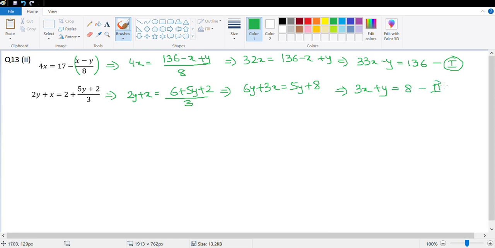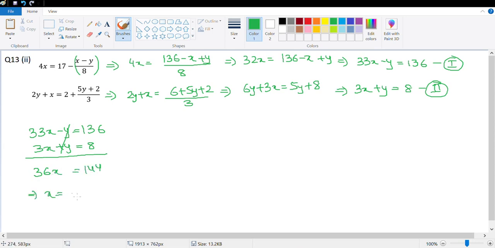I notice that the coefficient of y is already equal. So let's just add these two equations. So what we have is 33x minus y is equal to 136 and 3x plus y is equal to 8. When I add them, negative y and plus y get cancelled. We are left with 36x is equal to 144, which means x is equal to 4.